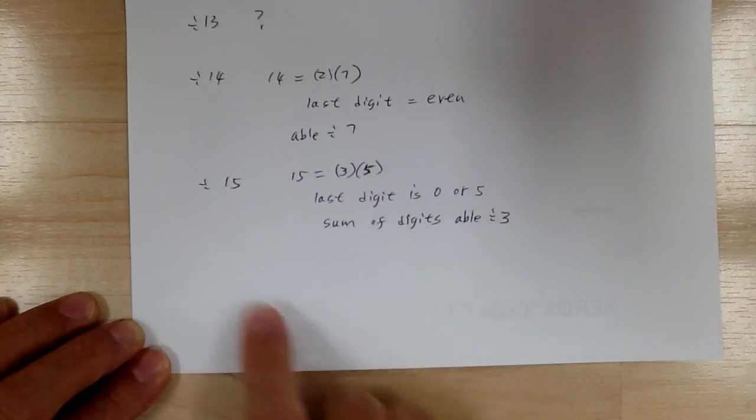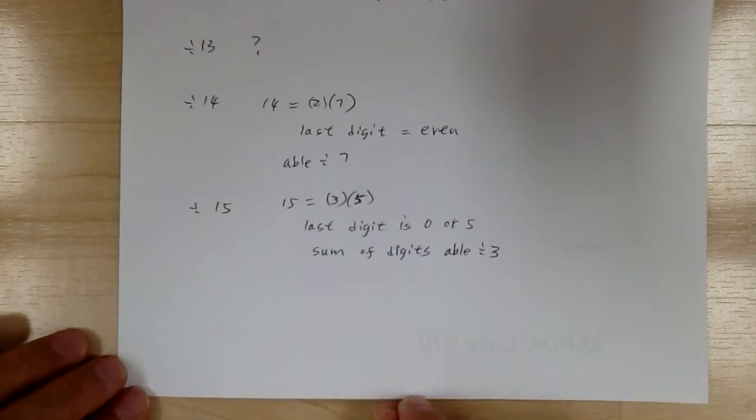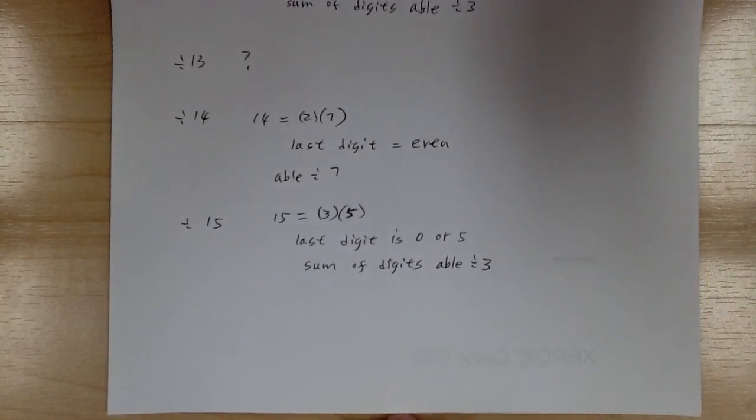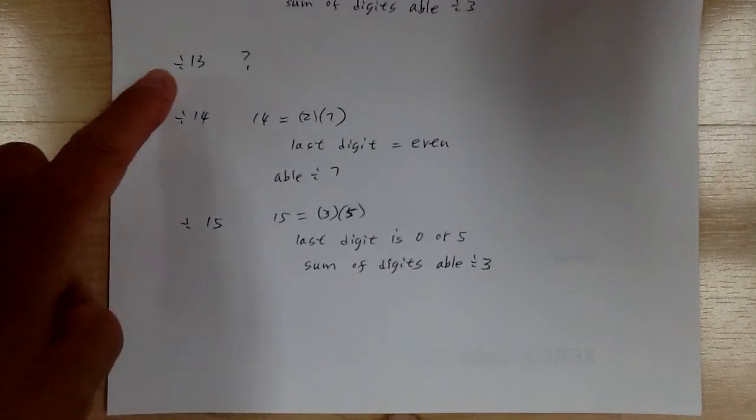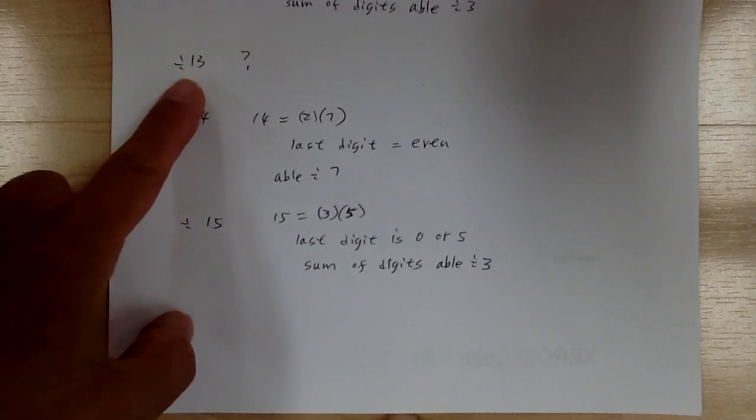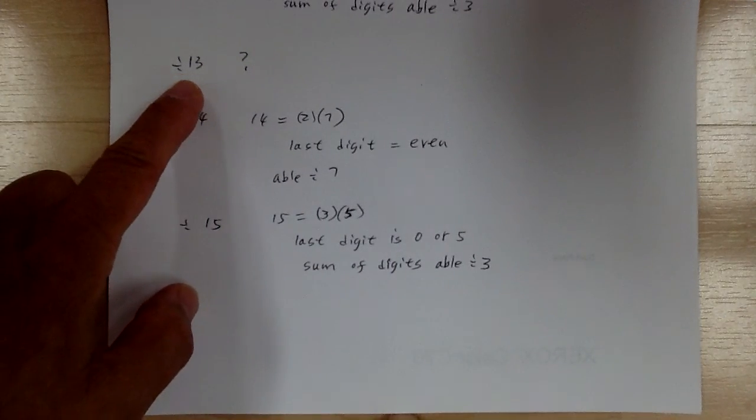Okay, and we already did 16, so that's as far as it's going to go, up to 16. So we can test the divisibility from 1 through 16, with the exception of 13. I don't know of a way to test it easily.